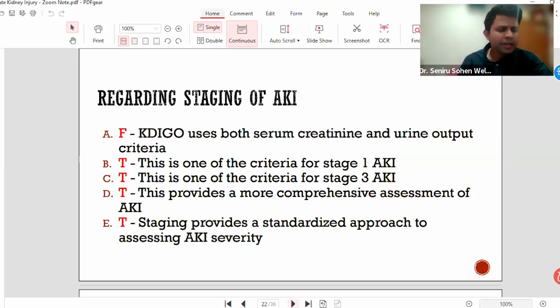And then KDIGO guidelines recommend using both absolute and relative changes in creatinine. True, this provides a more comprehensive assessment of AKI, although there are pitfalls in it.